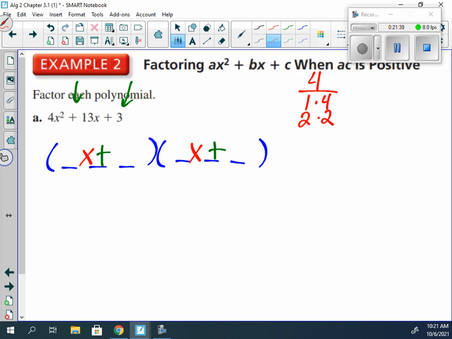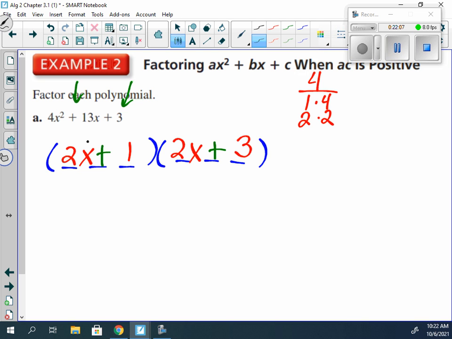How about the factors of 3? There's only one set, so I'll just throw it in, because there's only one way we can do it, the same with x. Now the last thing we need to do is figure out, do we want to use 1 and 4 or 2 and 2? 2 and 2.